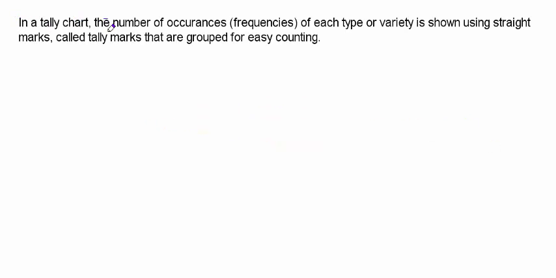In a tally chart, the number of occurrences, also called frequencies, of each type or variety is shown using straight marks called tally marks that are grouped for easy counting. Let's find out what that means with the help of an example.